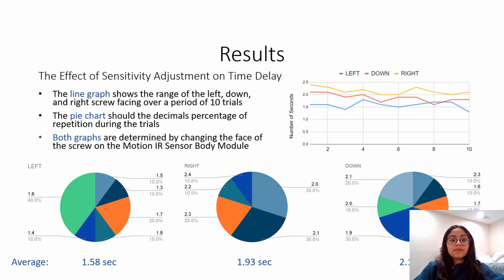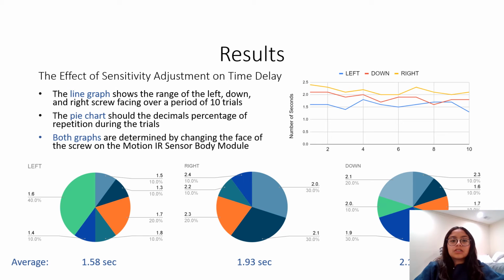On another note, for the effect of sensitivity adjustment on time delay, the line graph reveals the range by calculating the number of seconds the sound is delayed from changing the sensitivity adjustment. The sensitivity adjustment is dictated from the phase change of the screw from either left, down, or right. For example, the left phase shown on the pie chart, 1.3, 1.4, and 1.5 seconds each appeared for 10% of the trials. However, 1.7 seconds appeared for 20% of the trials. The average in seconds for the trial pie charts are left being 1.58, right is 1.93, and down is 2.15 seconds.